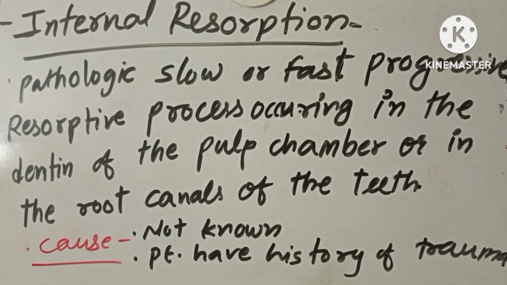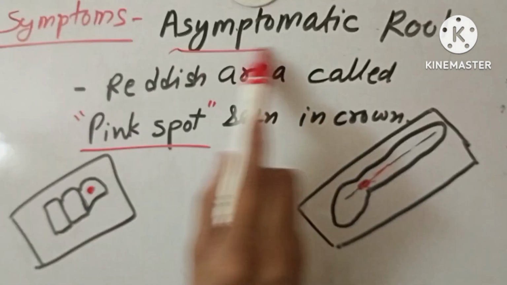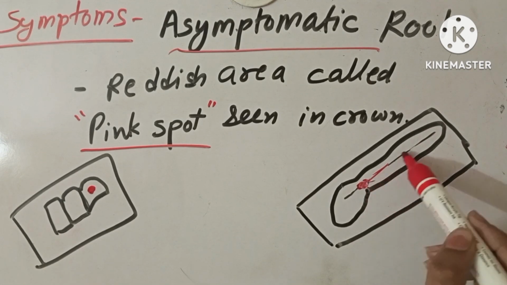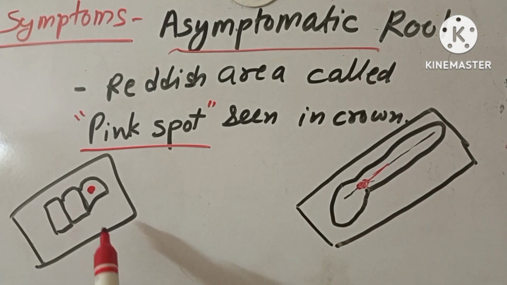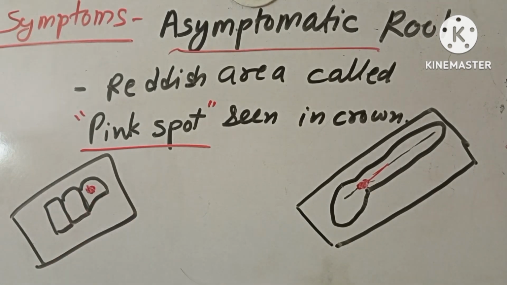When the resorptive process occurs, the physiologic or pathologic loss of dentine, cementum or bone is done, it is called resorption. What are the symptoms of internal resorption? It's mainly asymptomatic, with a reddish area called a pink spot. When radiographs are taken, we can see the lesion, and externally we can see the pink coloration in the section of the crown.